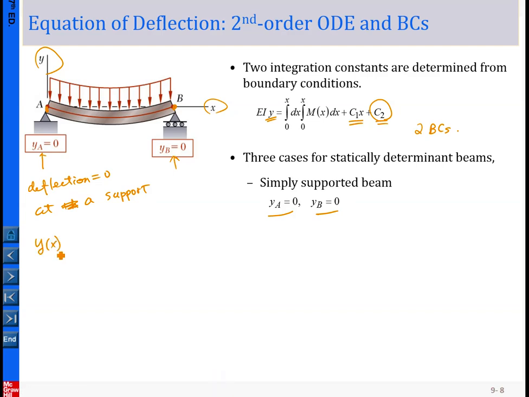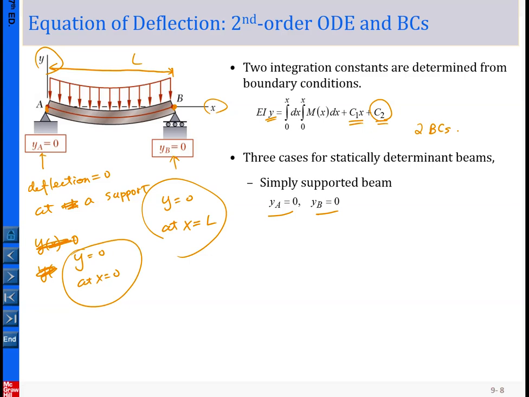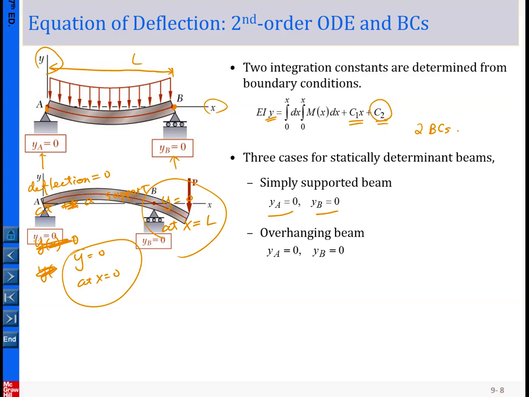Y equal to 0 at X equal to 0, and Y equal to 0 at X equal to L, if I assume the length equal to L. So with the two pieces of information, you should be able to solve for C1 and C2 here.